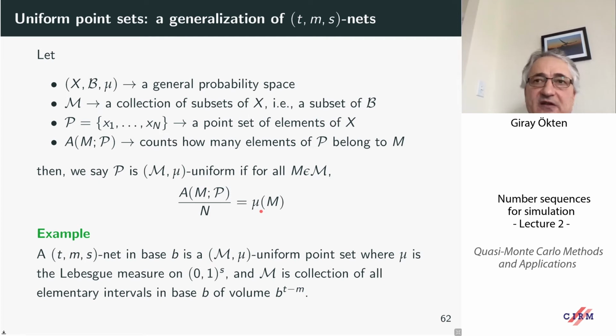Once again, basically, you take a space, you partition the space into some equal measure subspaces, and then if your point set allocates equal number of elements in each subspace, equal in the sense that the relative frequencies are going to be equal to the actual measure of the subset, we say we have a uniform point set.